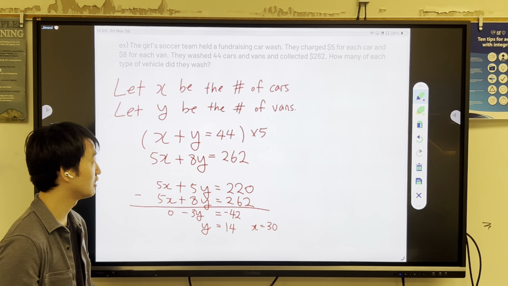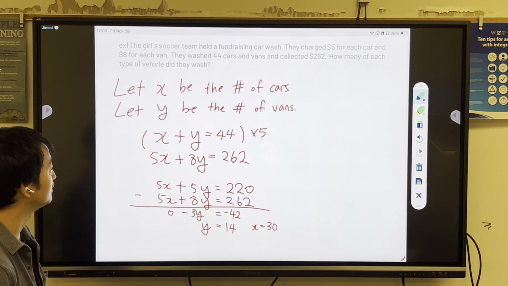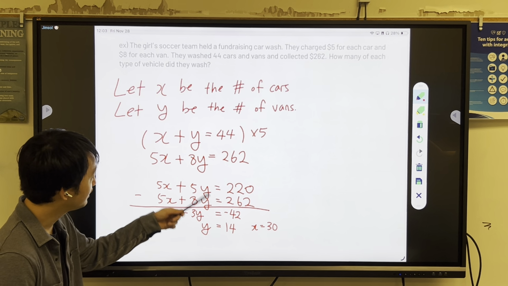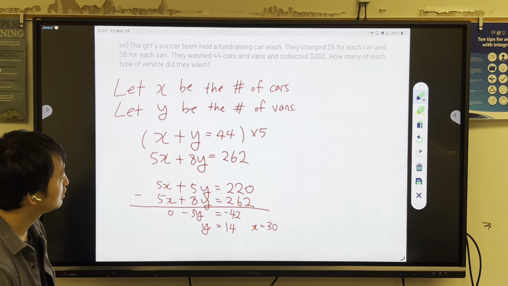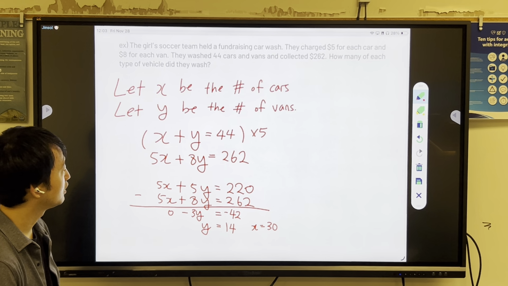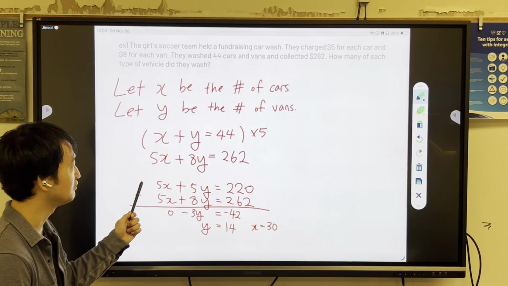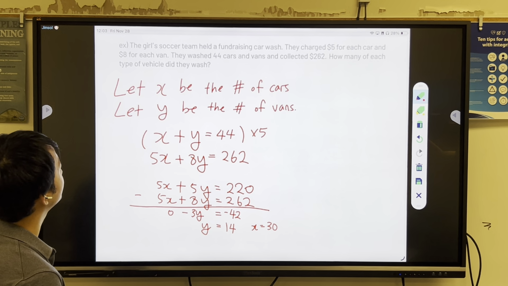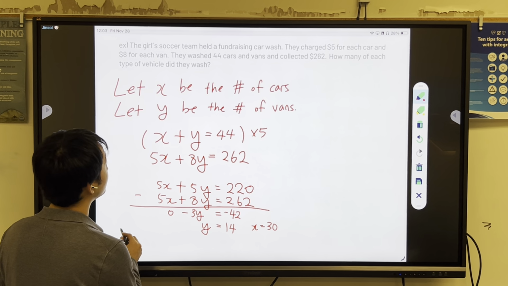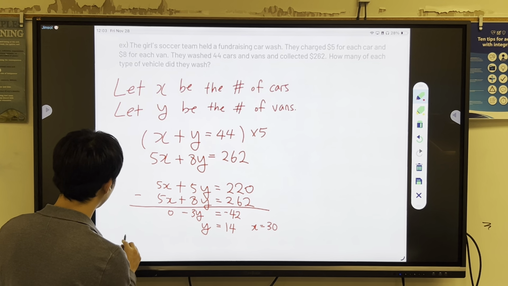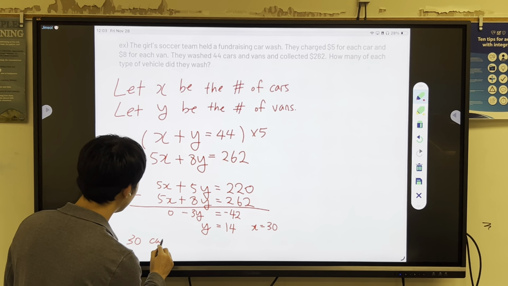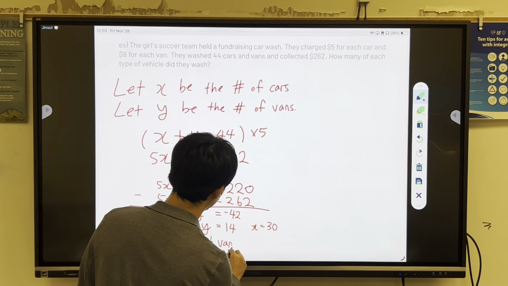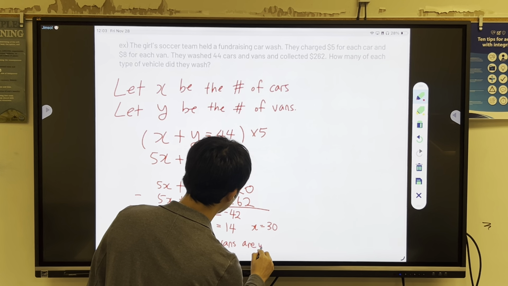And of course, we can easily check by plugging the values back into the other equation as well. 5 times 30 is 150, 8 times 14 is 112. So 150 plus 112 is 262. And my final answer should be in words. Since x is 30, a total of 30 cars and 14 vans were washed.